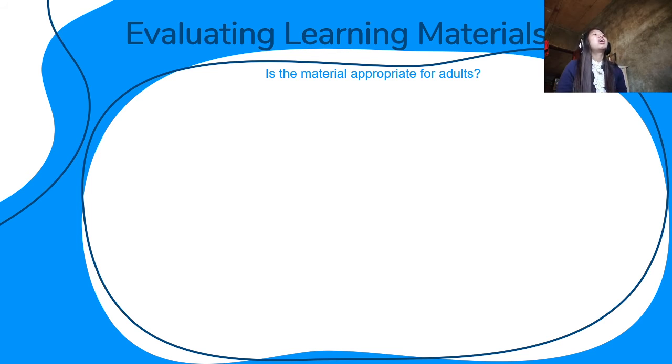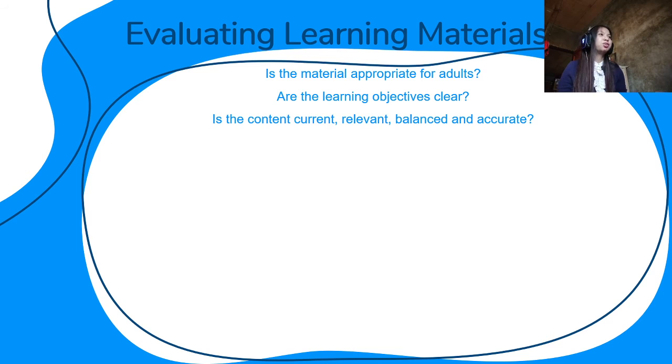These are mostly questions which should be answered. Is the material appropriate for adults? So this type of evaluation is preferred for senior high school. Okay, is the material appropriate for adults, senior high school and college actually? Are the learning objectives clear? Okay, is the content current? Okay, updated, relevant, balanced, and accurate?